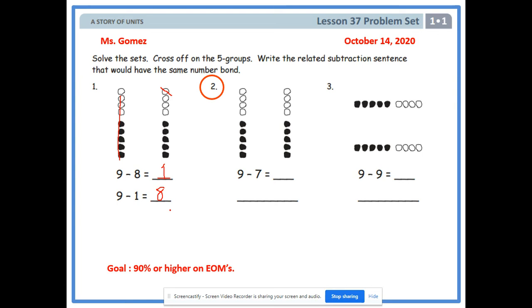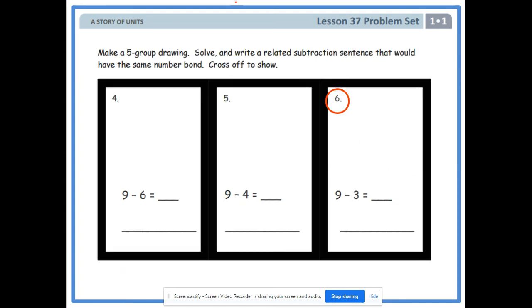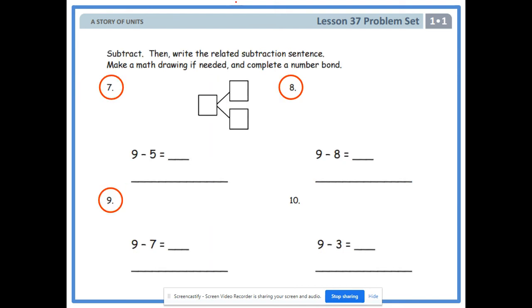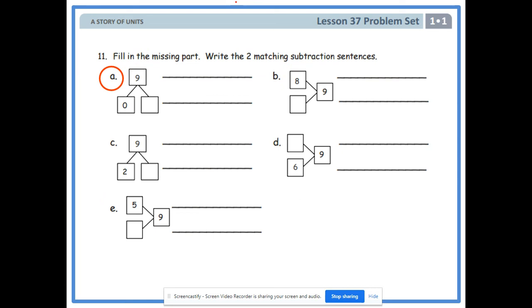Awesome. You guys are great mathematicians. Let's go ahead and circle our must-do problems now. Go ahead and circle number 2. Circle number 6. Circle number 7, 8, 9. And circle 11A.